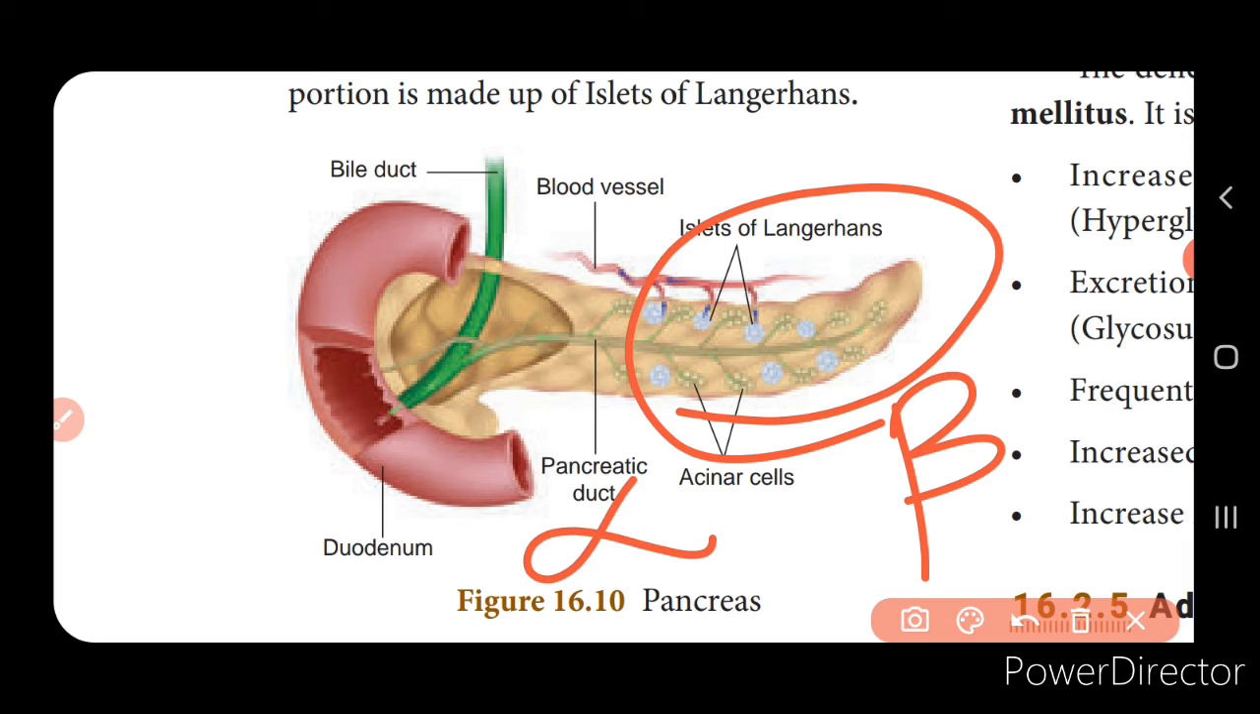And if you see the symptoms of diabetes mellitus, especially there will be an increase in the blood sugar level, and excess glucose in the urine is excreted. Frequent urination will be there, which is also called polyuria. Increased thirst, which is called polydipsia, in the sense the person gets thirsty often, right? And increase in the appetite, that is polyphagia. So these are the symptoms of the disease diabetes mellitus, and this is due to the deficiency of the insulin, which is secreted by the beta cells.